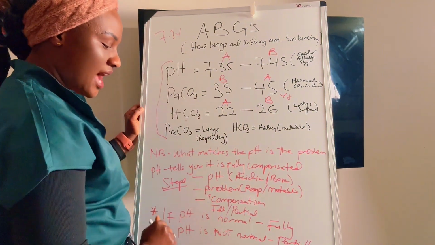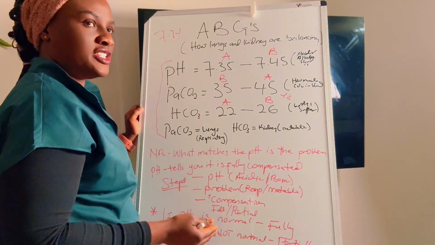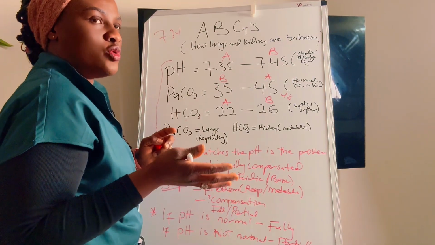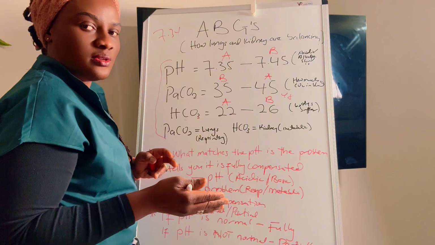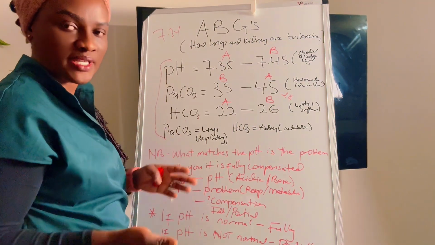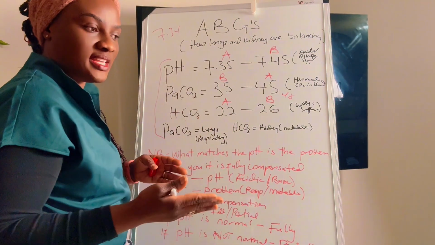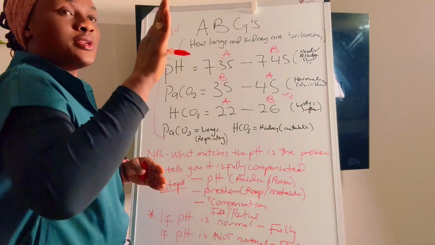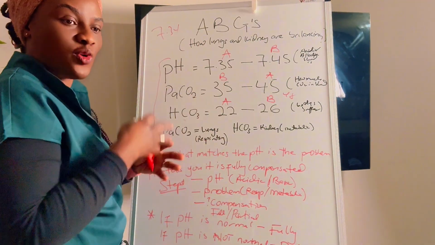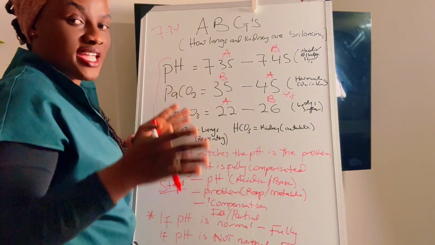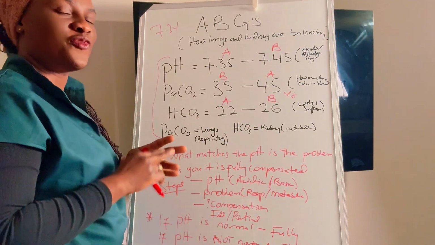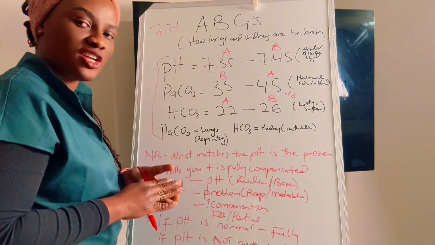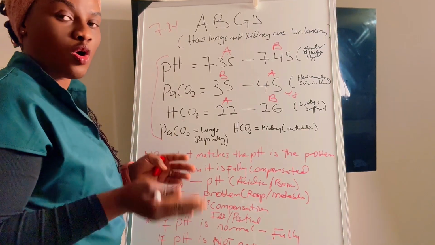Now, when we figure that out, we have to find out, did whoever wasn't the problem do anything to help out? So that is what we term as the compensation. Did it try to do anything? Did it go up? Did it go down to compensate for what is going on, or did it stay normal? That is when we have fully compensated, partially compensated, or uncompensated.